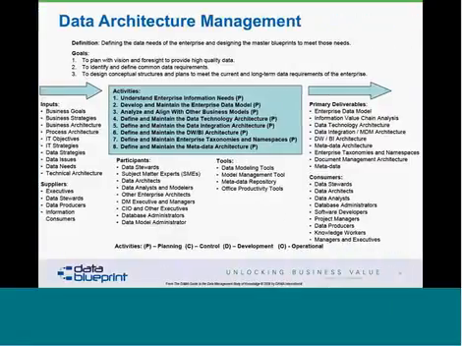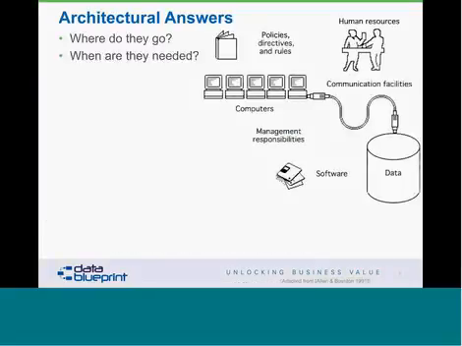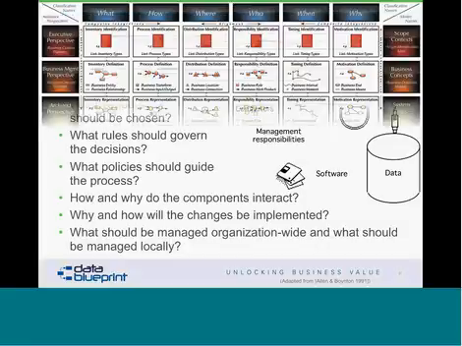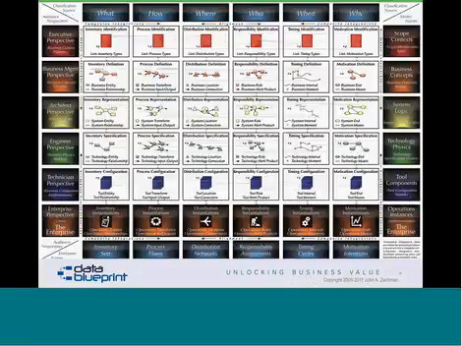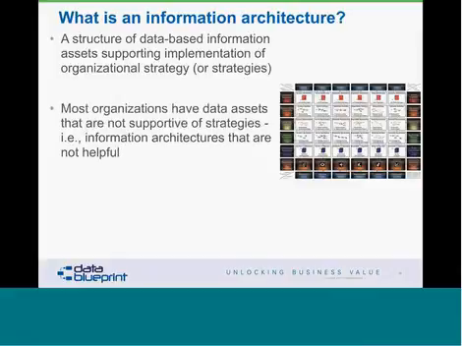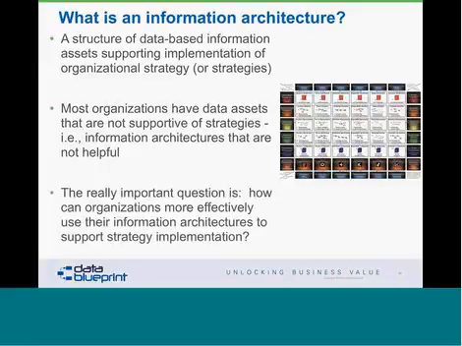Again, we have our slide here describing this. I'm not going to go through it with you. The idea is, of course, that architecture talks about the arrangement of large components and the interaction of those components. When you do that, the best place to start is John Zachman's version 3 of the Zachman framework, or as he's calling it now, the ontology. This is the idea that an information architecture is a data-based structure of information assets supporting the implementation of strategy. All organizations have data assets, but most of them are not supportive of strategies. That is, their information architectures are not helpful. So the real question is, how can organizations more effectively use their information architectures to support their strategy?